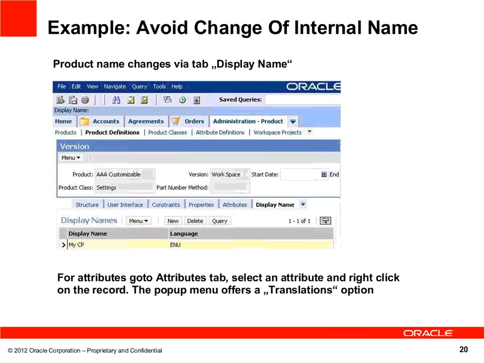That's a screenshot of how you can change the display name. You go to the administration product definition, and then there's a tab with the name display name, and there you can add additional display names for different languages. For attributes, it's a bit different. You have to go to the tab Attributes, then select the attribute you want to change, right-click on this attribute, and you will get a pop-up menu, and it offers a translations option. Click on this, and you can add separate display names. This can be done on class or on product level.